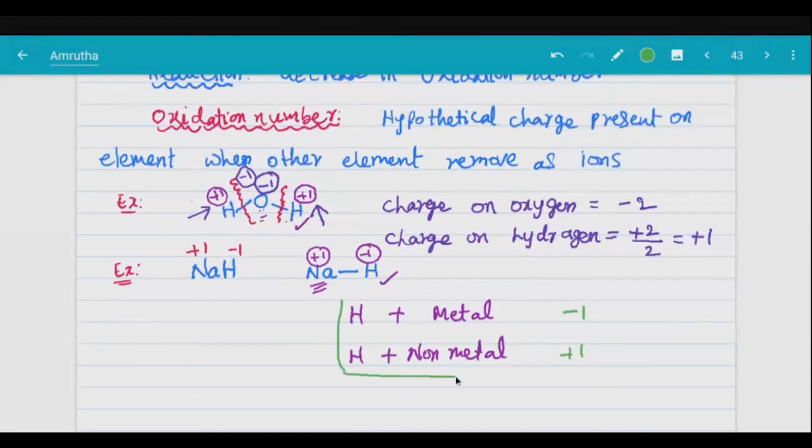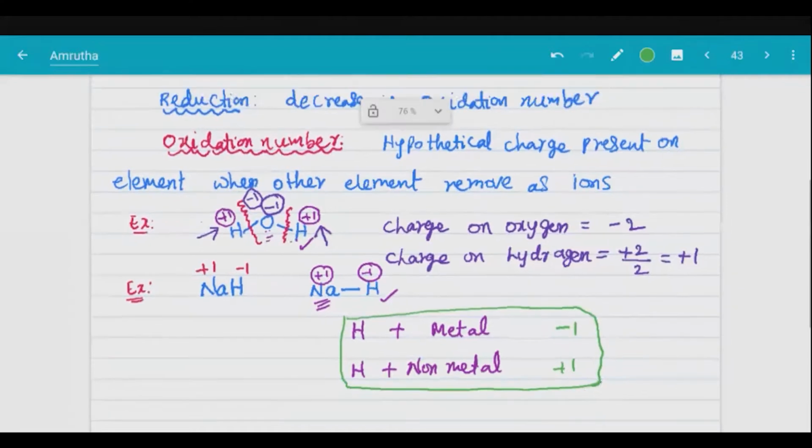So this is for hydrogen oxidation number. Like that, we have rules for oxygen, we have rules for nitrogen, we have rules for a particular group. Suppose halogen, if I say, what is halogen oxidation number? Normal oxidation numbers. Do you know what is oxidation number of halogens? Fluorine, chlorine, bromine, iodine, all these are halogens, right?